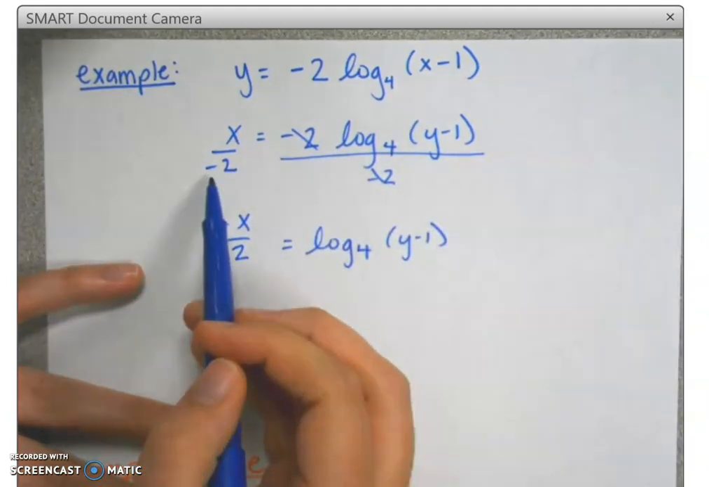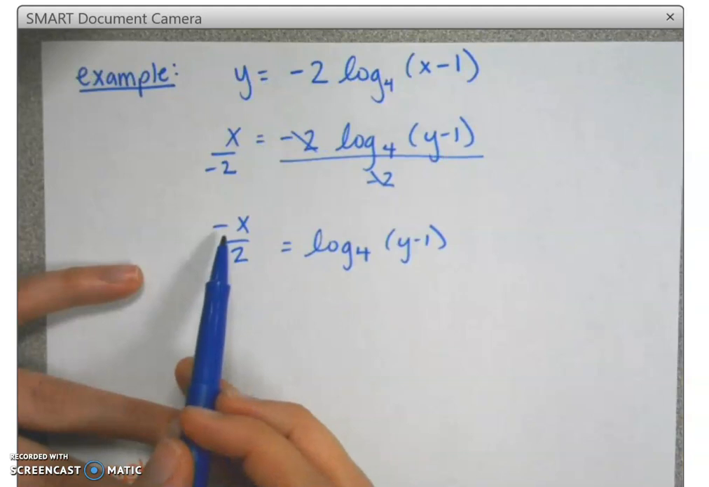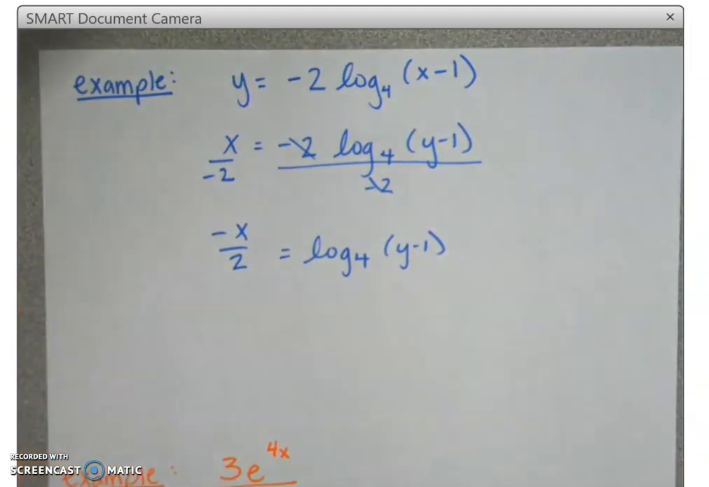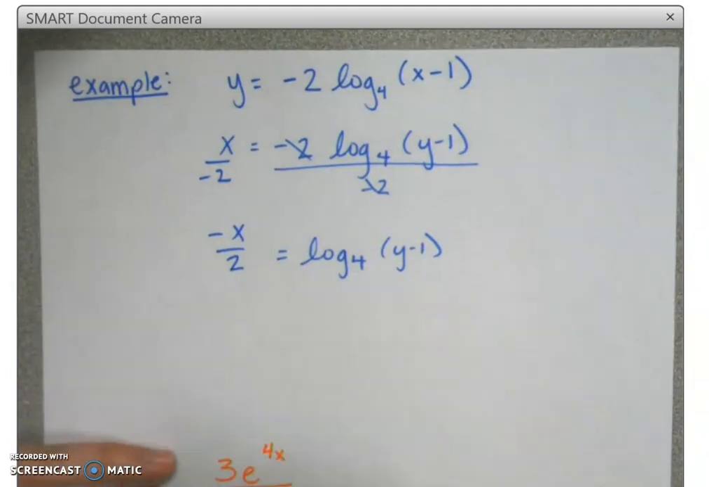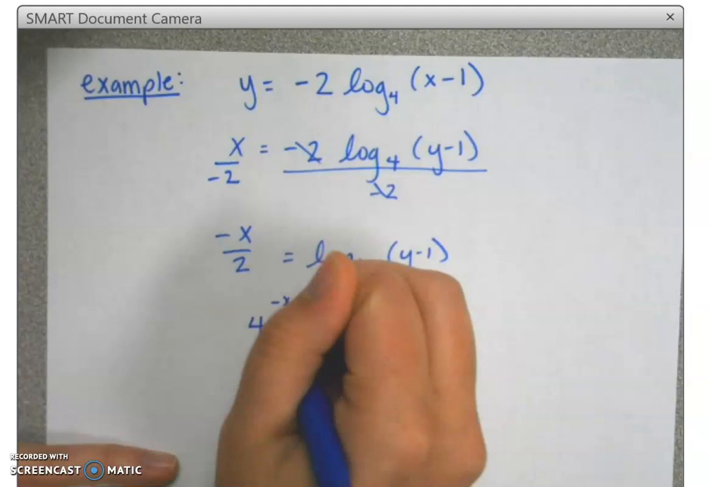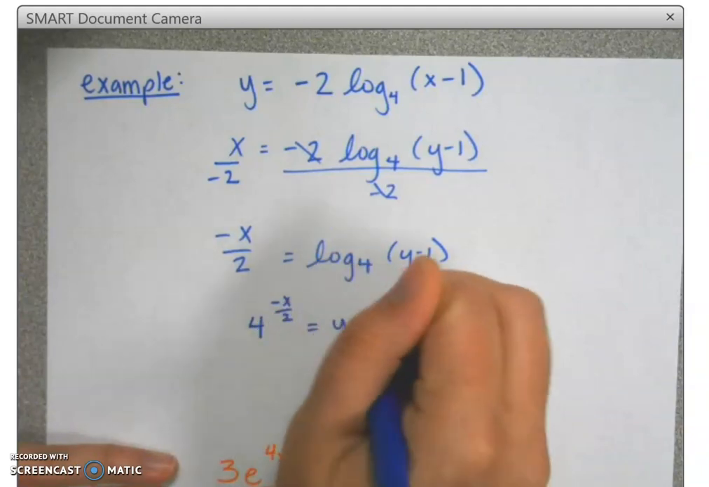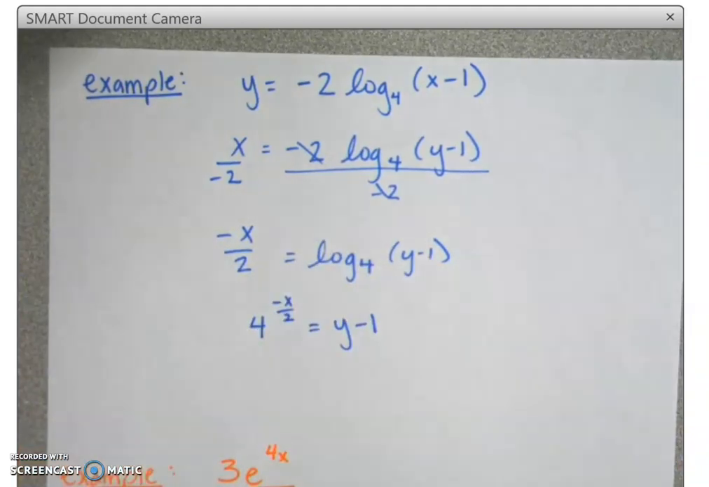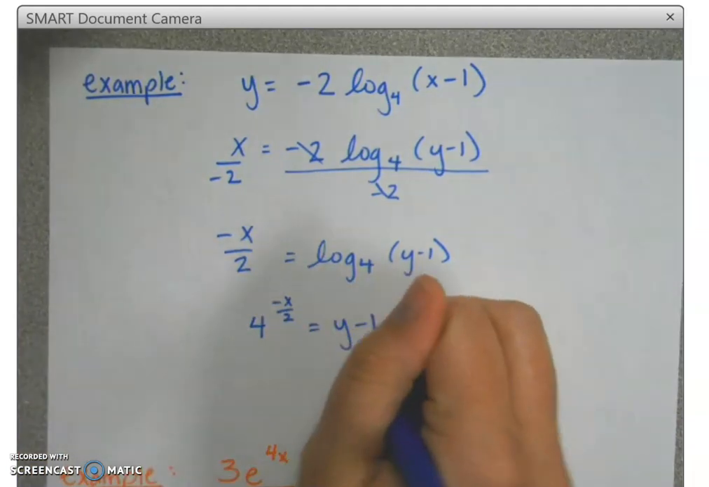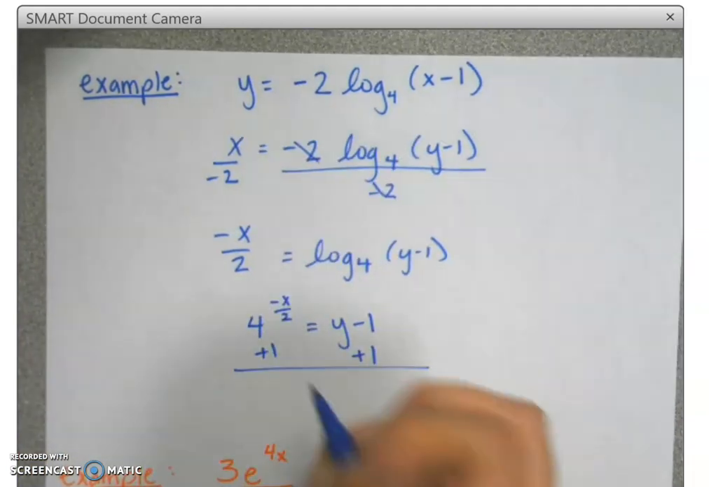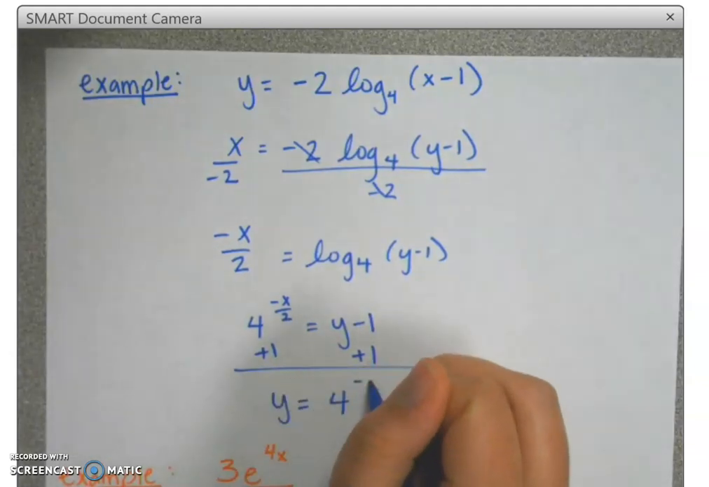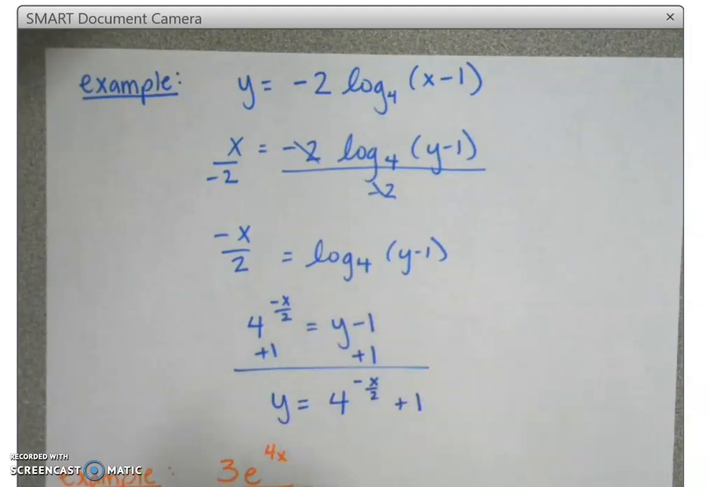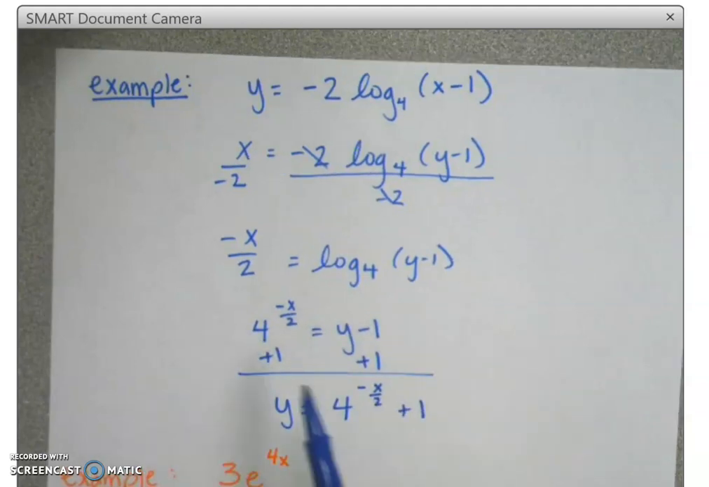Anytime you divide by a negative, just note the proper way is to put the negative on top, just so no one's confused there. Now that I have just the log and the argument, I can rewrite this as an exponent. And then my final step here is going to be to add 1. So my final inverse equation is y equals 4 to the negative x over 2 plus 1. Keep in mind, I cannot add that 1 to the 4 because that 4 has an exponent and the 1 does not. So that is my final answer.